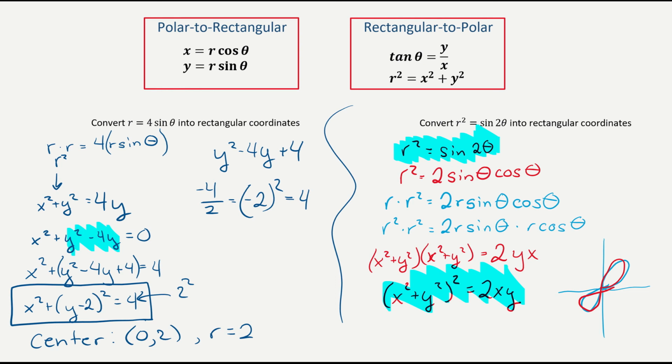So I hope this helped to convert whole equations. You use the same conversion formulas. It's just sometimes you have to be pretty smart, pretty tricky in order to coerce the equation to be in the right form. And a lot of times that involves multiplying both sides by r, maybe once, maybe twice.